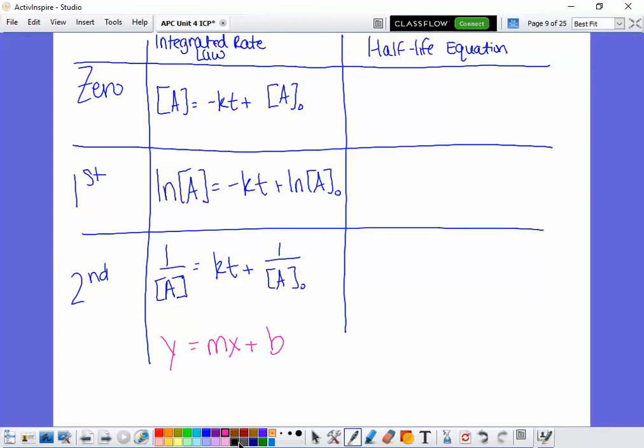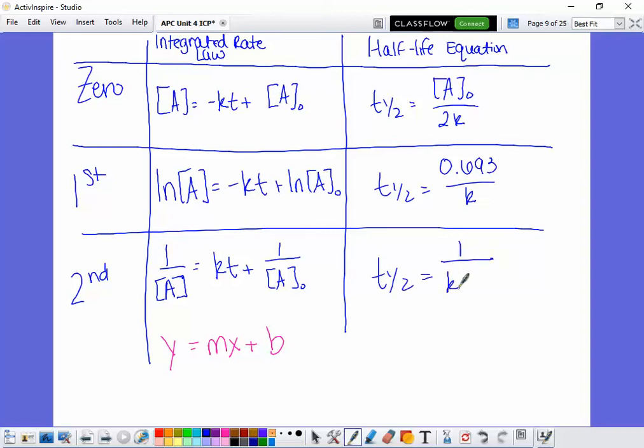The half-life formulas, or the half-life equations, look like this. And zero is the one I can never remember. For zero order, t1/2 equals A initial over 2k. For first order, t1/2 equals 0.693 over k. For second order, t1/2 equals 1 over k times A initial. Notice how for zero and second order, in the half-life equation, we have the initial concentration of that substance. And it's not in the first order half-life.